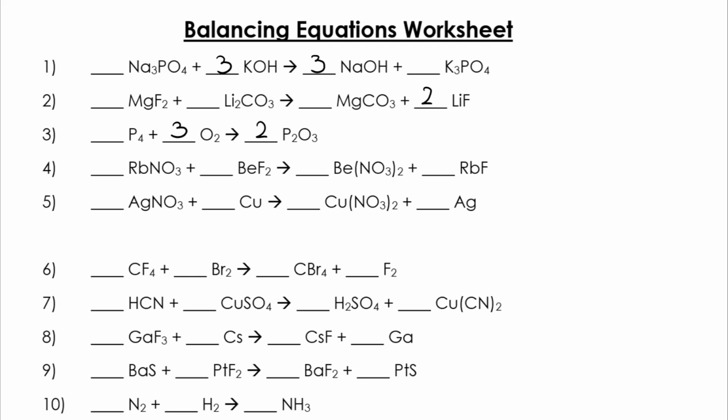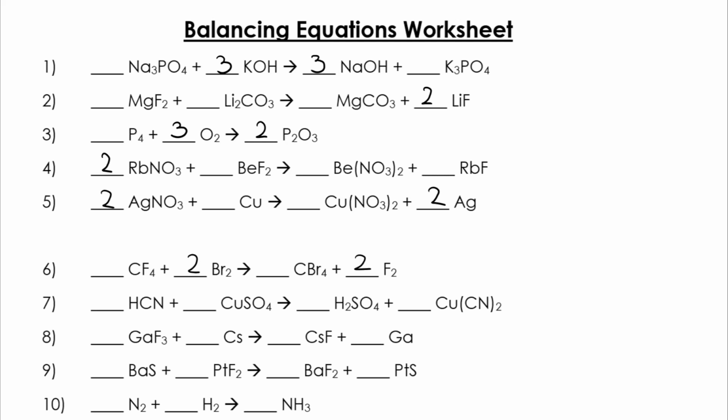Number 3. Number 4. On number 5, I'm looking at the NO3 in brackets, and I can see that I will therefore need 2 AgNO3. If I need 2 AgNO3, I will need 2 Ag. Going to carry on a little more quickly with a few more of them.